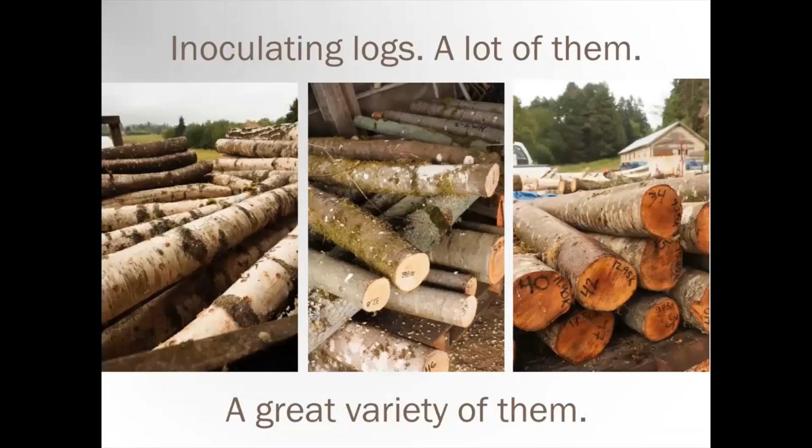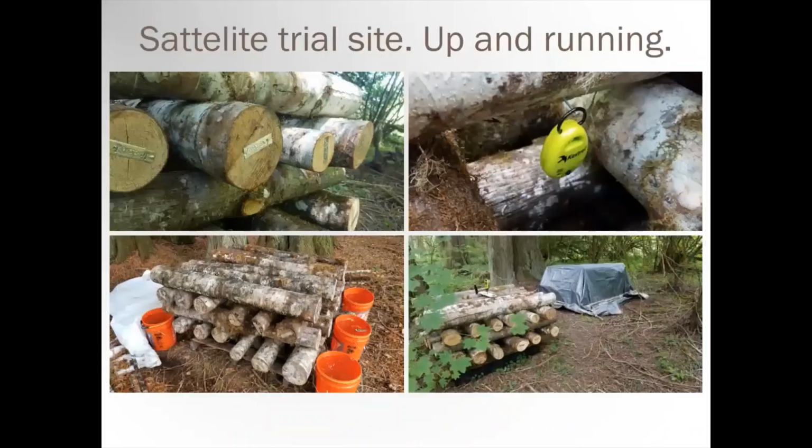Just some pictures of our logs before we inoculated them. Our satellite trial site up and running. I don't know if I mentioned this before, but you typically put a tag on the end to help identify what strain you put in it and when you inoculated it, so you can figure out how old it is and when you might need to harvest it. These are our buckets and our passive irrigation treatment. And we have data loggers capturing temperature and humidity data in each of our stacks. And then this, which I hope you can see, is a little weather station that takes the full conditions of each of our trial sites.